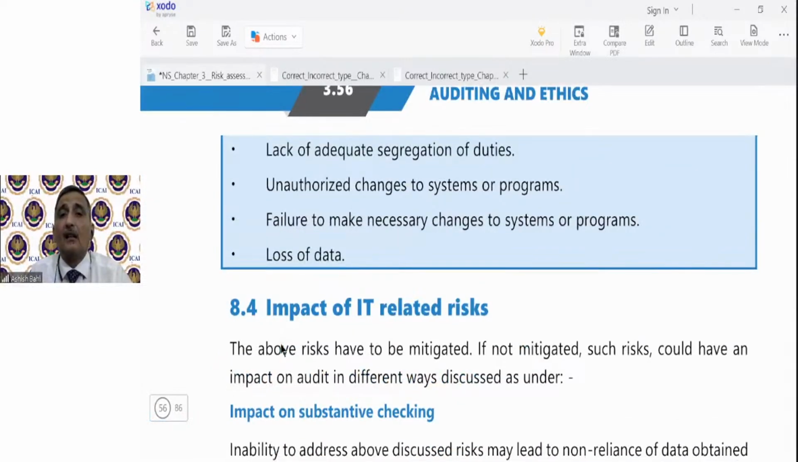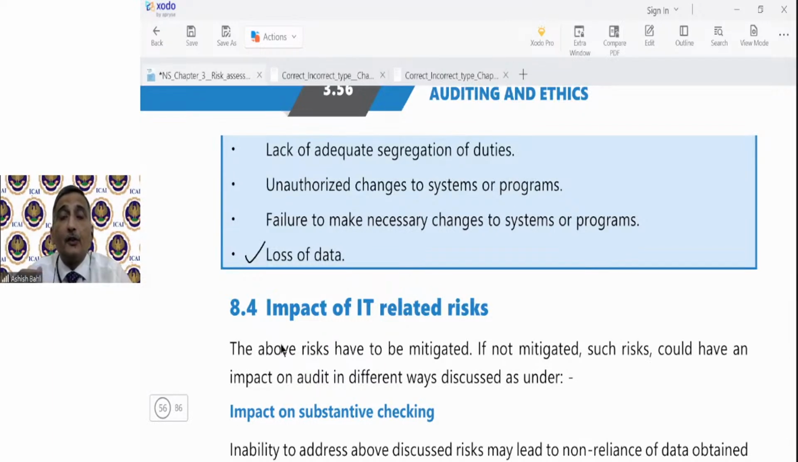Like, another risk is loss of data. Suppose if backup is not being taken, if there is no proper backup policy in the company, so the company may lose precious data.